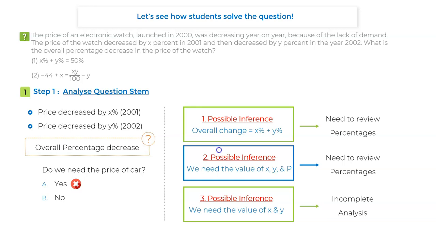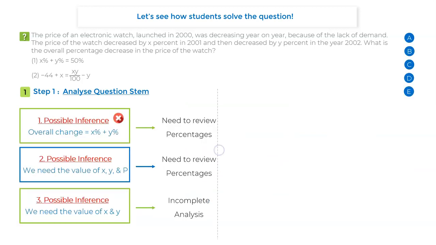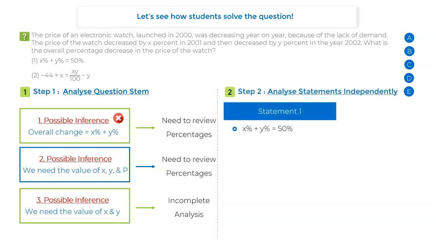Now, if somebody makes the first possible inference that the overall change is X% plus Y%, how will he analyze the statements? He'll look at the first statement. He'll see it's given that X% plus Y% is 50. He'll say, yay, that's given here, so this must be sufficient. So he'll consider statement 1 as sufficient.